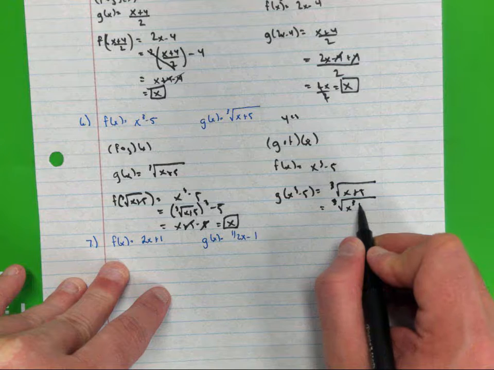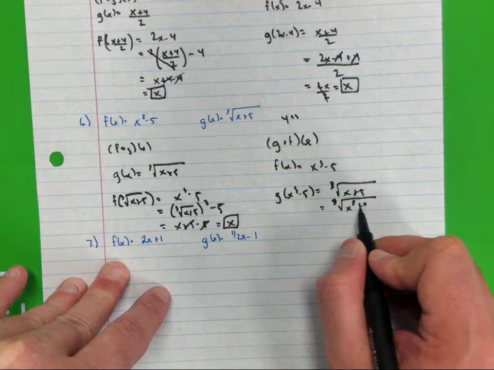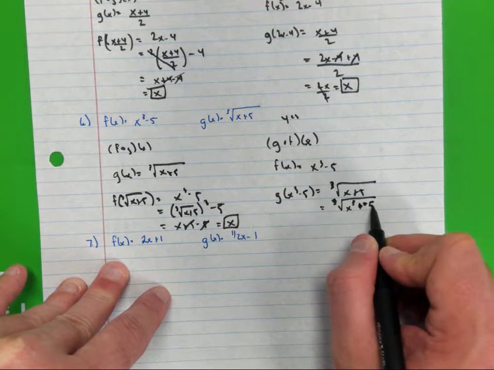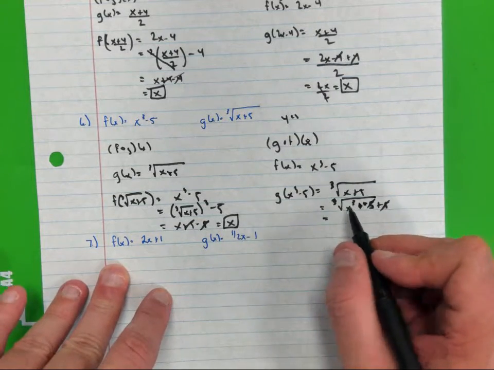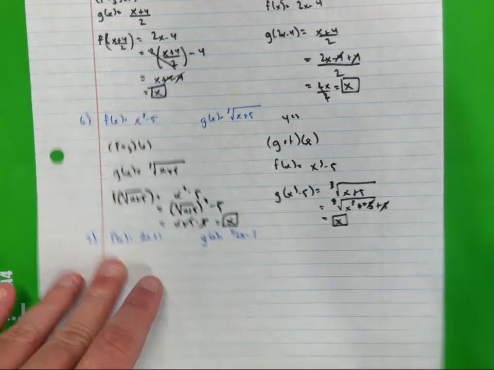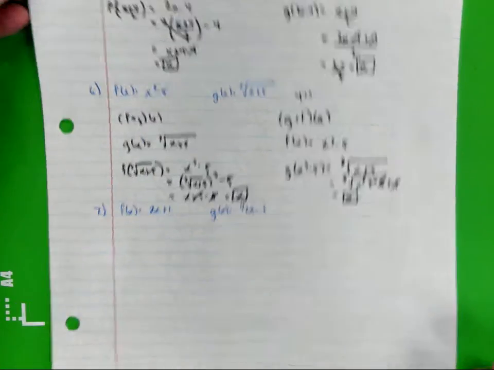I got x cubed minus 5, minus 5 plus 5. Well, those cancel out. And then you take the cube root of x cubed, that would be equal to x. So that is why that's yes as well.